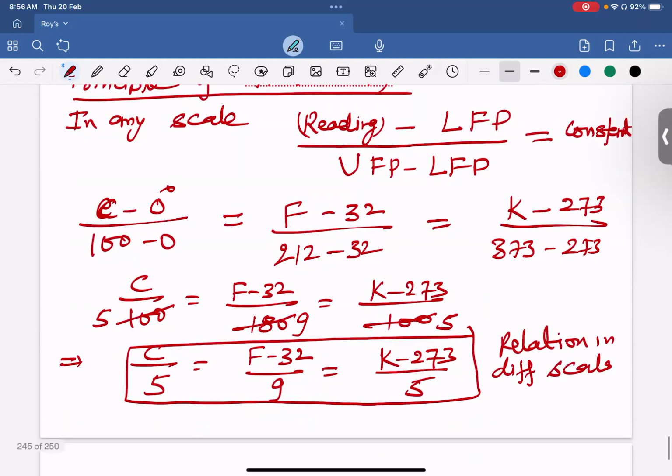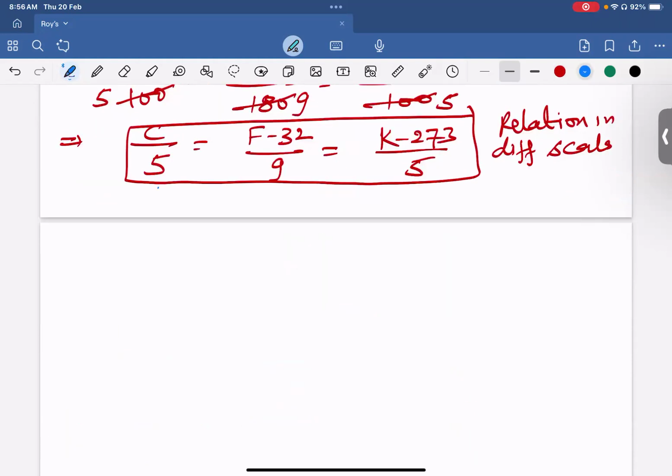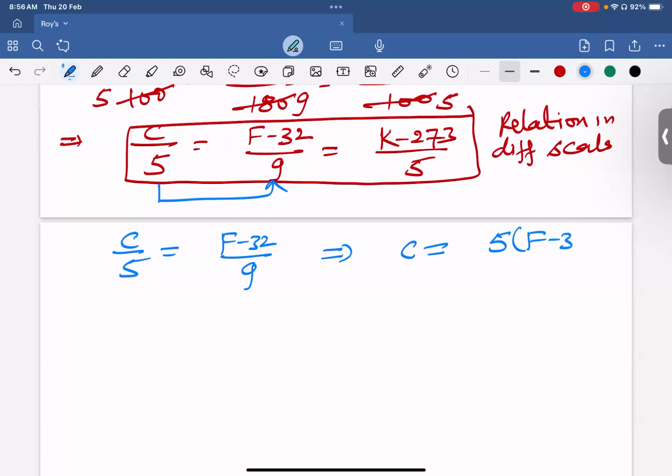Like if I wish to change Fahrenheit into Celsius, then we can write C by 5 is equals to F minus 32 by 9. That means if you want to find the Celsius value when some Fahrenheit value is given, you can write C equals 5 times F minus 32 by 9. Also, I can say C equals to 5F by 9 minus 160 by 9.